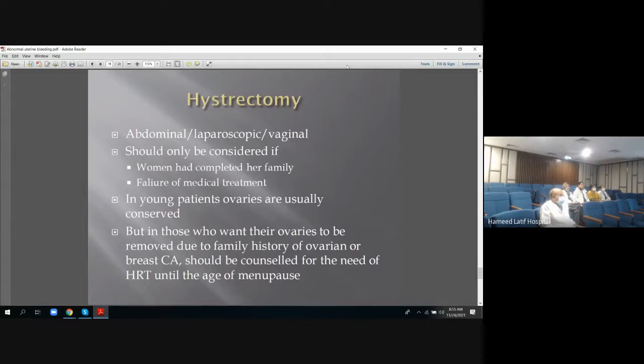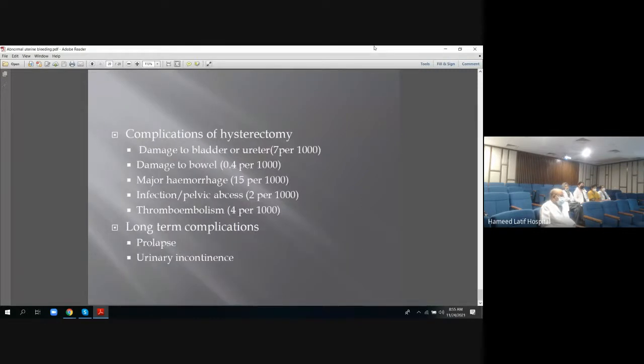Symptomatic improvement in 85% of the women can occur. Hysterectomy. It can be done by abdominal, laparoscopic, and vaginal route. It should be considered only if the woman has completed their family and there is failure of the medical treatment. It should be considered in the treatment of heavy menstrual bleeding when the woman has completed their family. But in those who want their ovaries to be removed due to family history of ovarian and breast cancer, they should be counseled for the need of hormonal replacement therapy until the age of menopause.